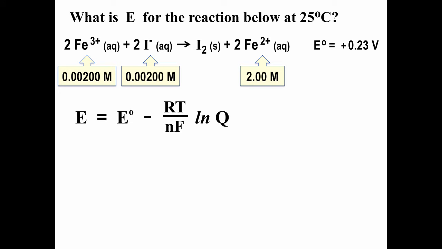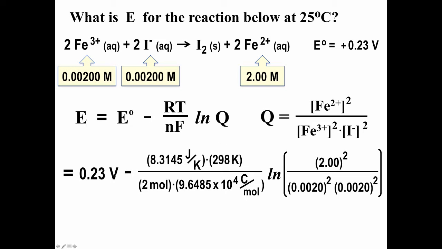So here's our Nernst equation, which allows us to calculate E under non-standard conditions. Q is the reaction quotient, so it's going to be Fe2+ concentration squared over Fe3+ concentration squared times I- concentration squared. So same form as the equilibrium constant, but not at equilibrium. And then we plug in our values, 0.23 volts for E naught. R is 8.3145 joules per mole Kelvin. Temperature is 298 Kelvin. That's our assumption if no temperature has been specified.